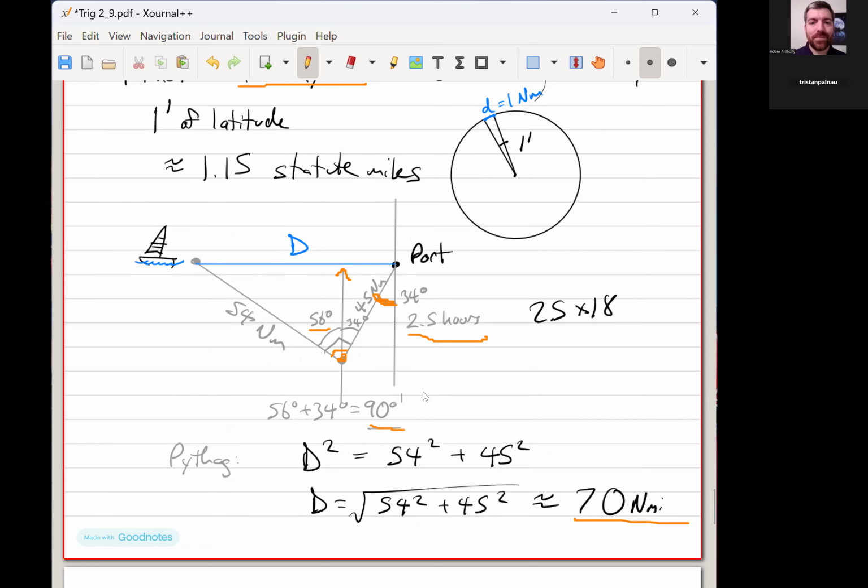Okay, if you want to go further, you could find the bearing of the ship to go back to port. That's something we could do with an inverse trig function. I don't have that written down, and I don't want to try to do that, but you could do that if you wanted to. All right. Okay, that's really it. That's 2.4 and 2.5.